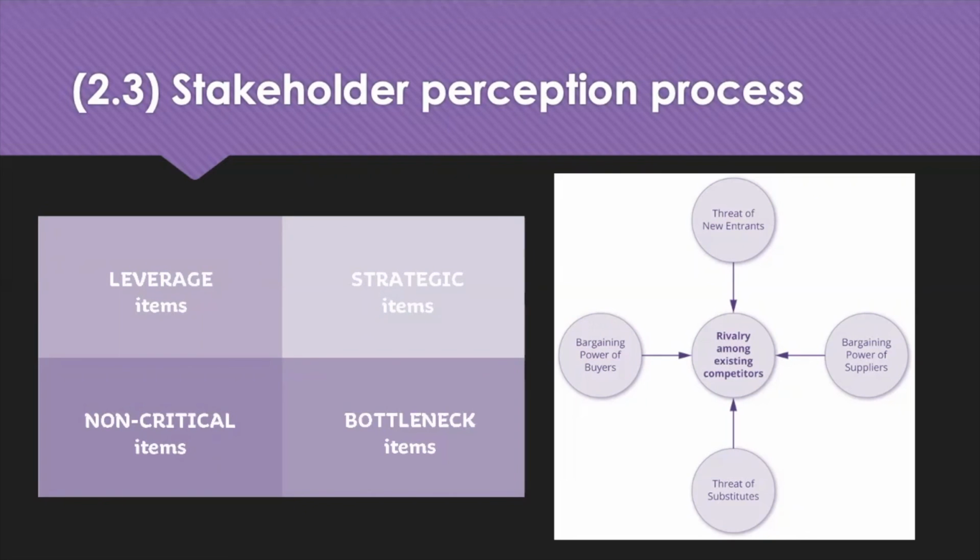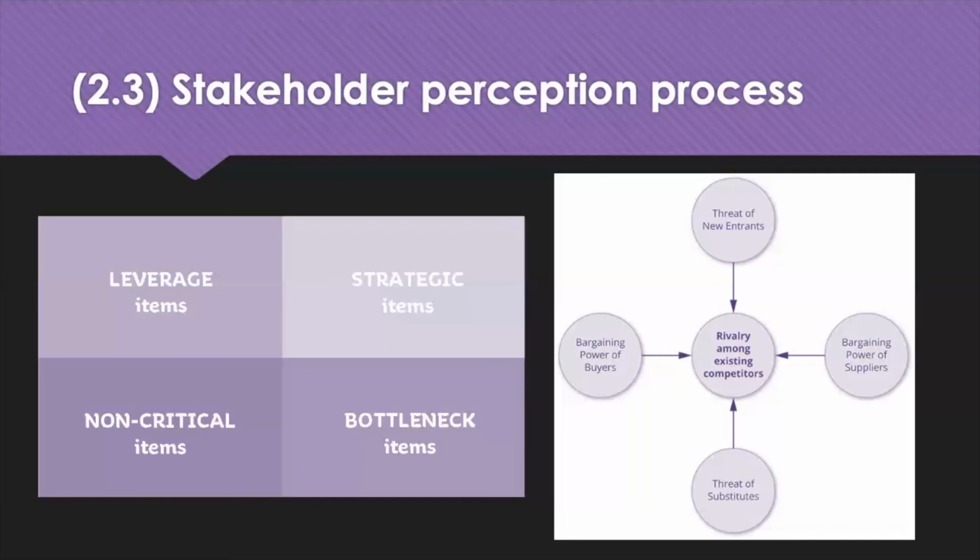So you look at the profit impact and the supply risk, such as scarcity and monopolies and things like that. And essentially you'll have either leverage, strategic, non-critical or bottleneck suppliers. The strategic ones, high risk, high profit. These are the ones that need your most attention. Leverage, high profit, low risk. So use purchasing power to take advantage of competitive prices.